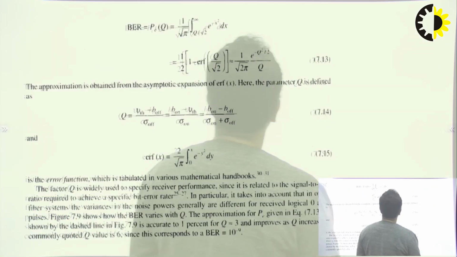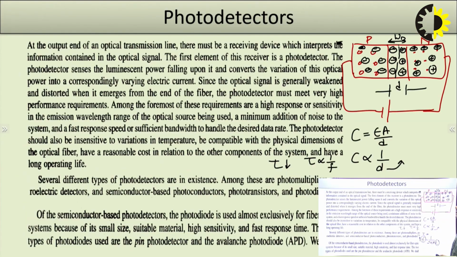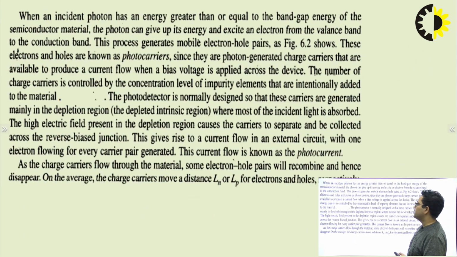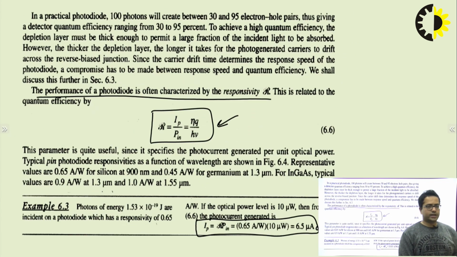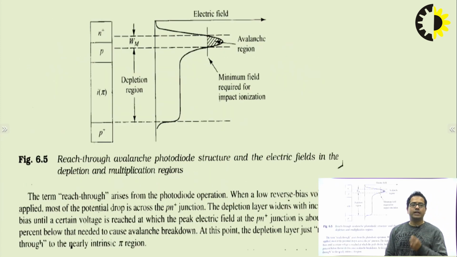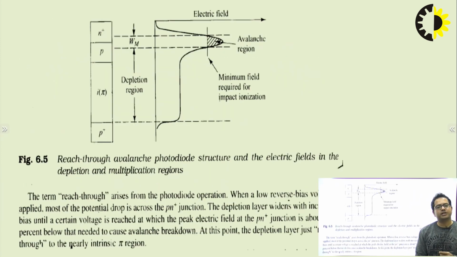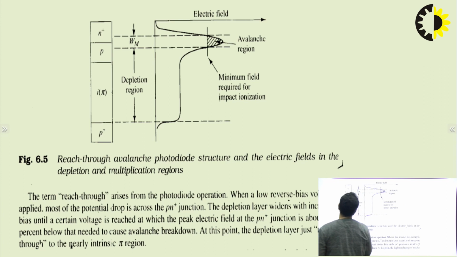As we have already gone through the meaning of photodetectors, and we have discussed the need for increasing the depletion width of photodetectors, with all this basic knowledge we will move to the avalanche photodiode. The avalanche photodiode can be visualized with the help of this diagram. We have the structure of an avalanche photodiode.